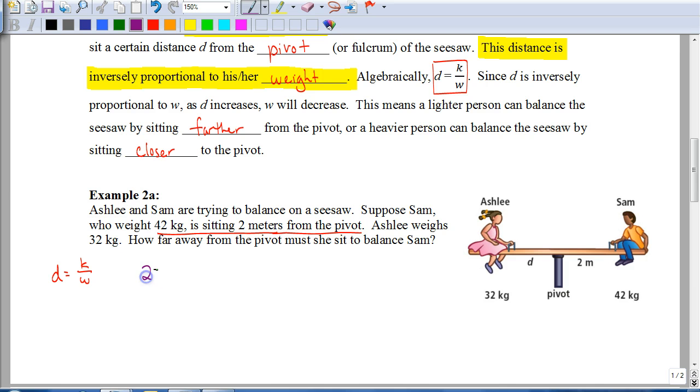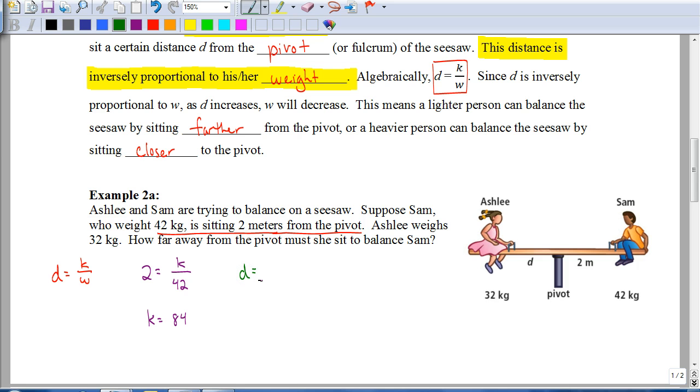So I'm going to say when the distance is 2, we have k divided by 42. So to find out what k is, we cross multiply, or multiply both sides by 42, and we get a value of k, which is 84. Now that I know what k equals, I can come up with my specific equation for this scenario.